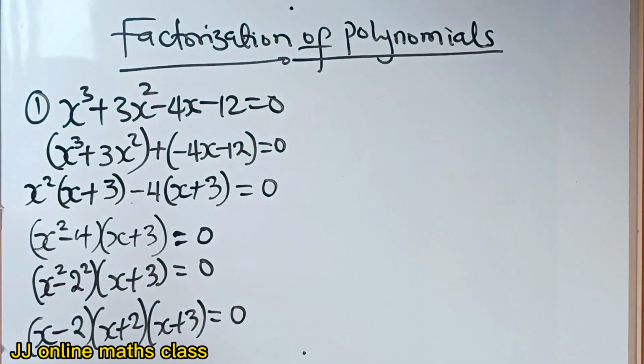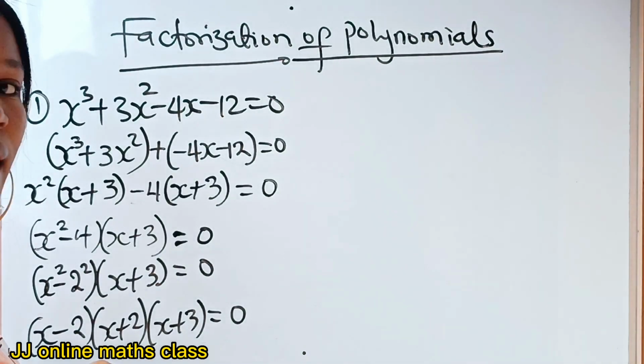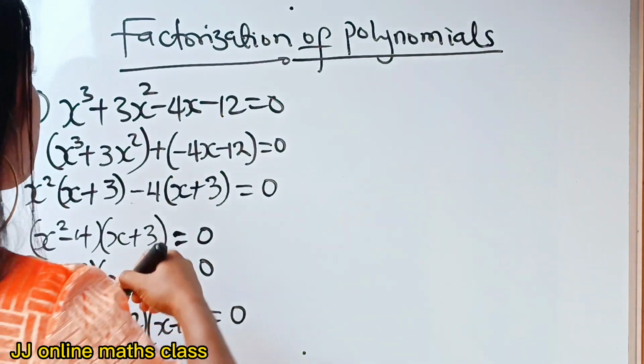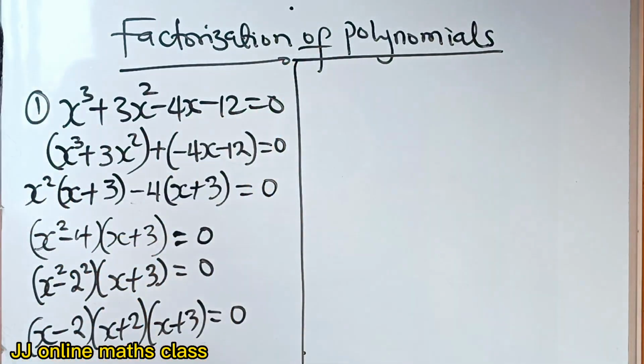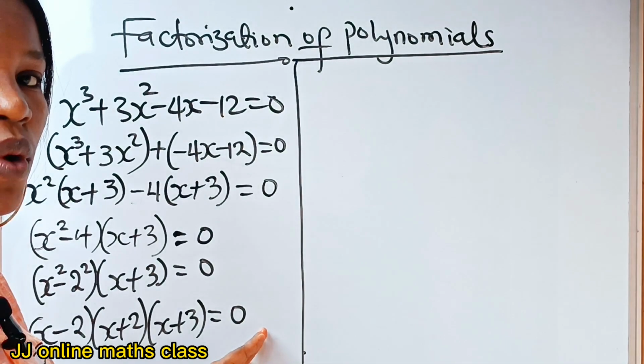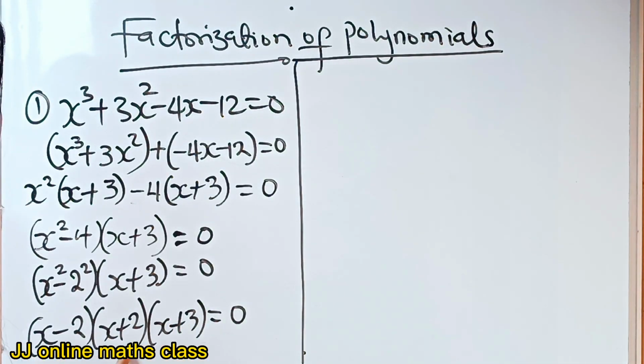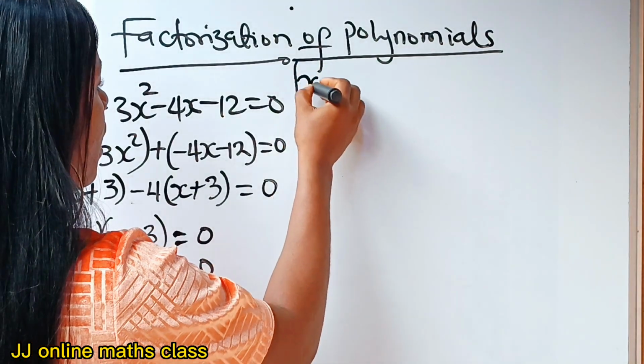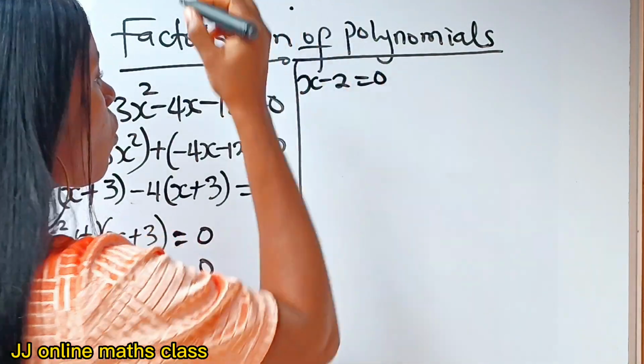Okay, now let's solve this. Let's get the values of our x. To get the values of our x, we are going to equate each bracket to be equal to 0. So the first bracket is x minus 2. So we are going to say that x minus 2 is equal to 0.